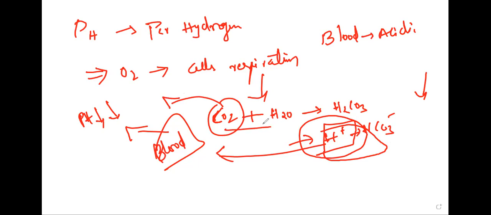So for these hydrogen ions to decrease, we have to eliminate carbon dioxide. Then carbon dioxide will not react with water, and it will not produce carbonic acid. Okay, understood? So this is the formula we have to understand.